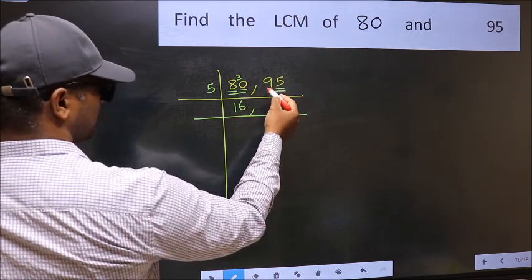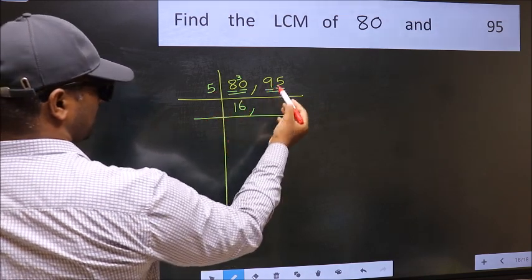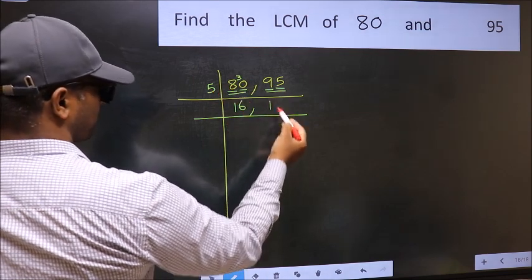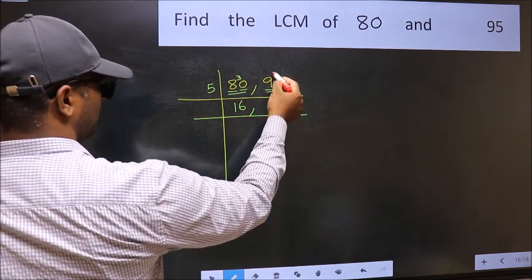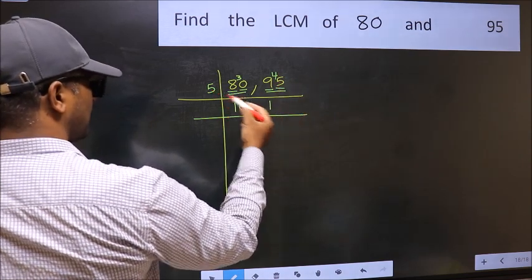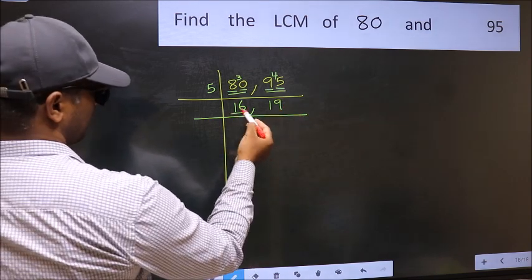The other number, 95. Last digit 5, so this number is divisible by 5. First number 9. A number close to 9 in the 5 table is 5 ones 5. 9 minus 5 is 4, 4 carried forward is 45. When do we get 45 in the 5 table? 5 nines 45. Now here we have 16.